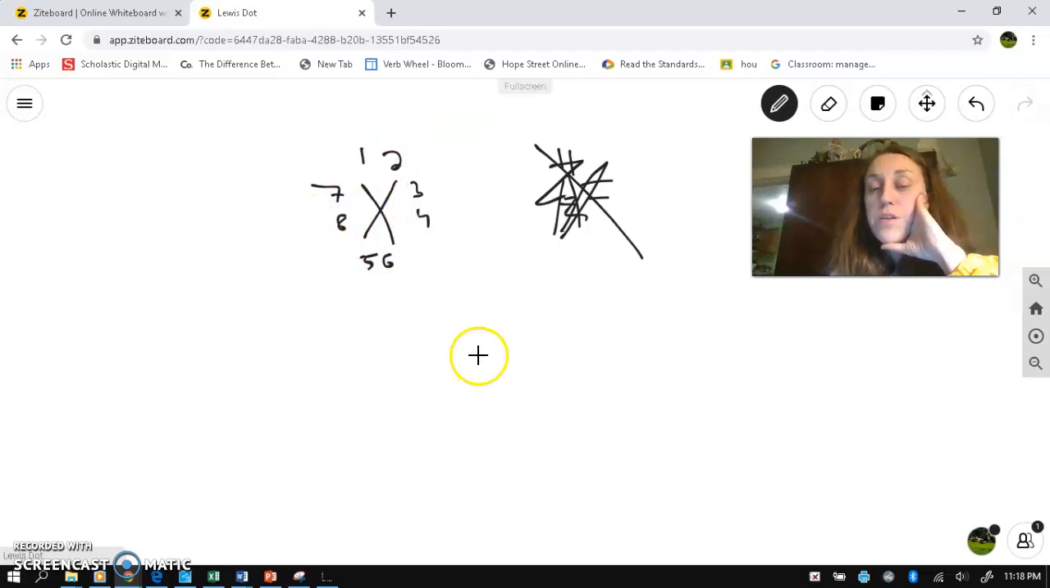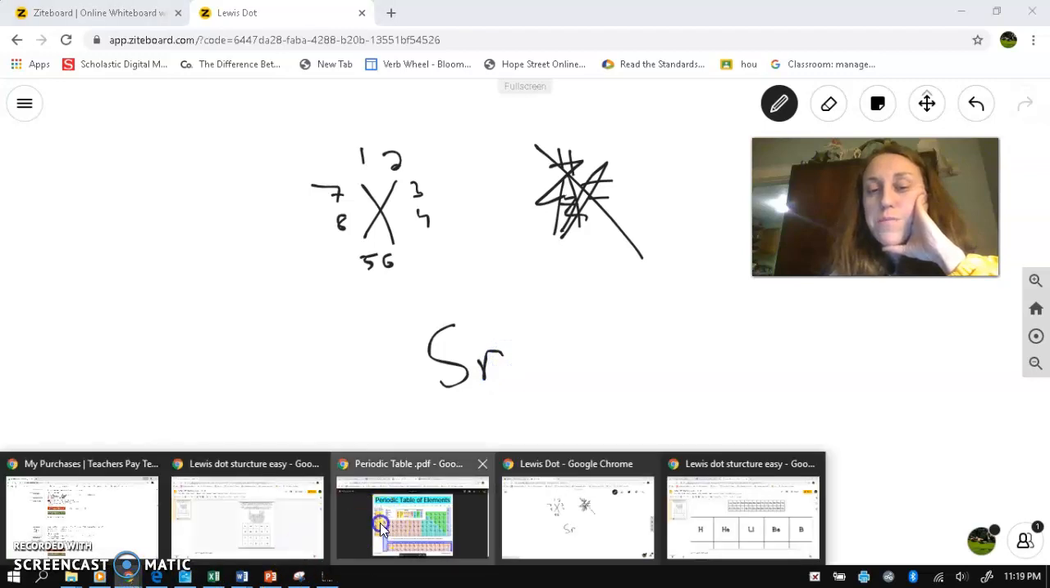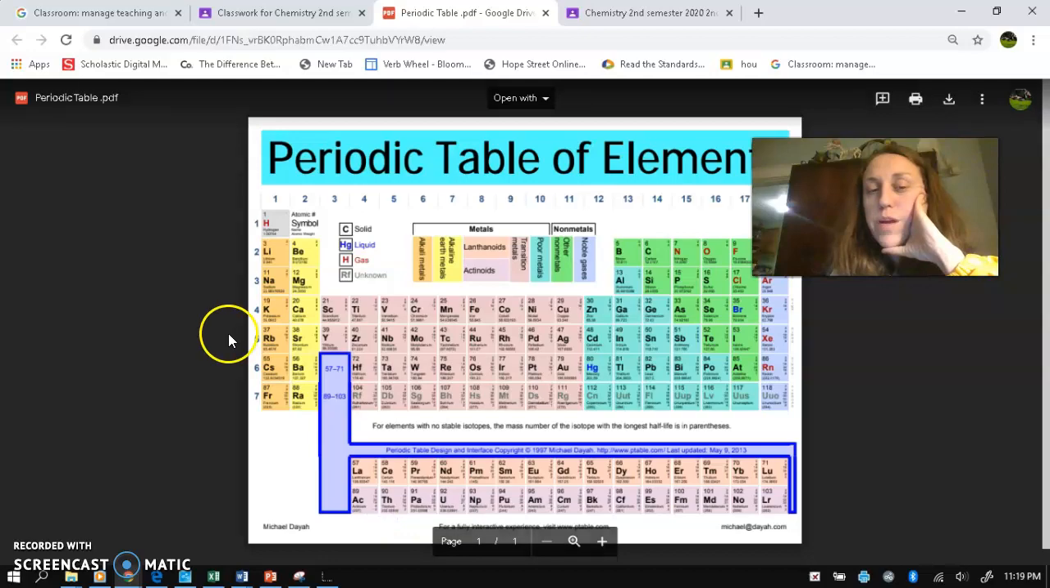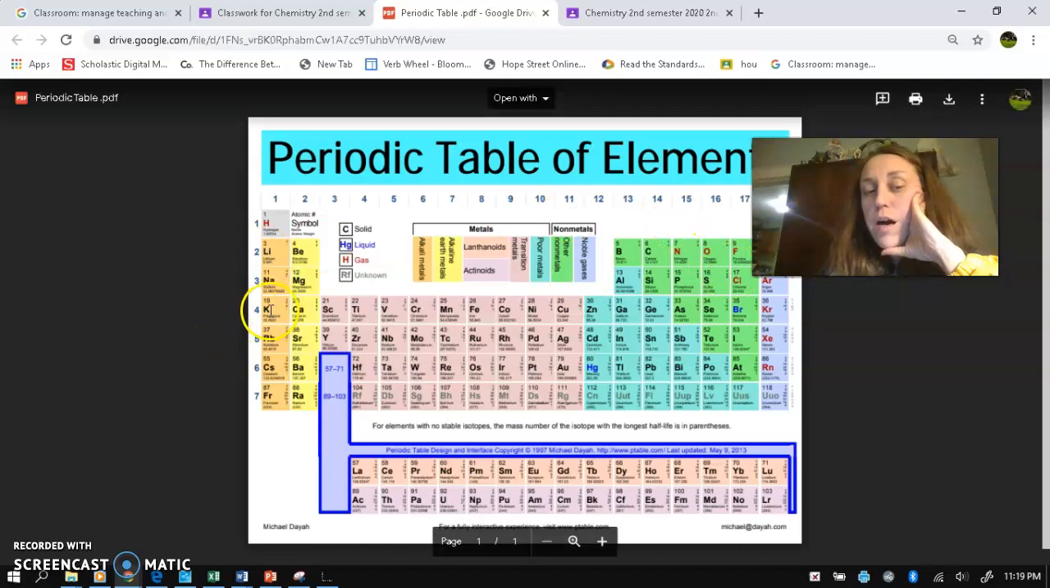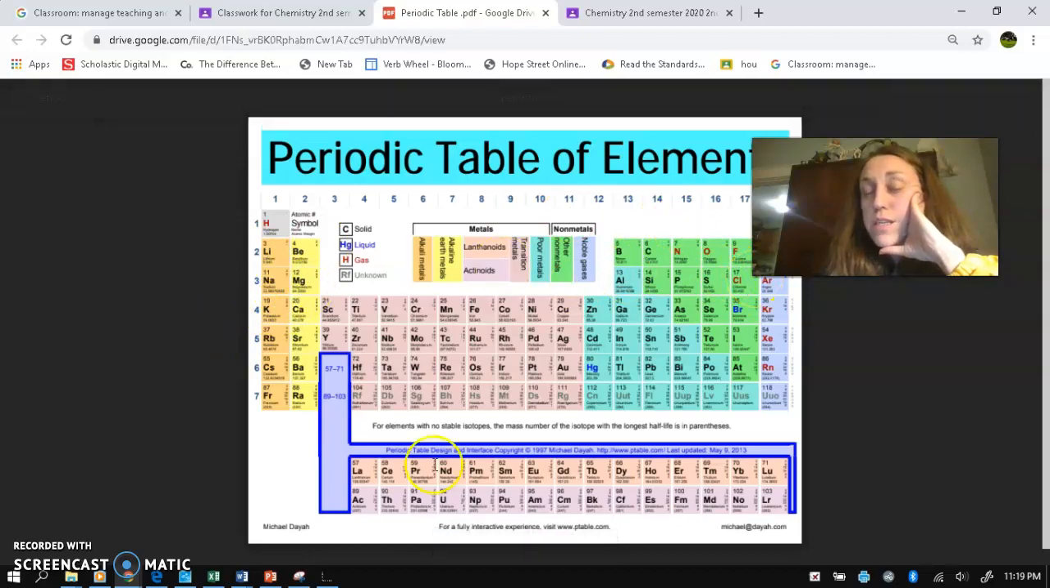Okay, so I am going to start with the element strontium. It is Sr. I'm going to look on the periodic table. I'm going to get a little wordy here, but it's right here. So it is past 1s2, goes past 2s2 plus 2p6, so that's a total of 10. Then we go 3s2, 3p6, so that's a total of 18.